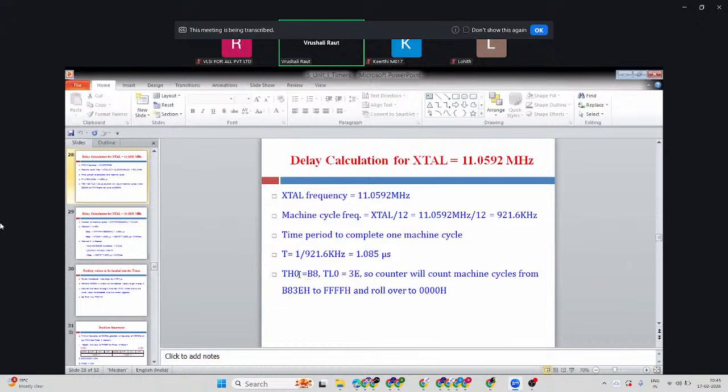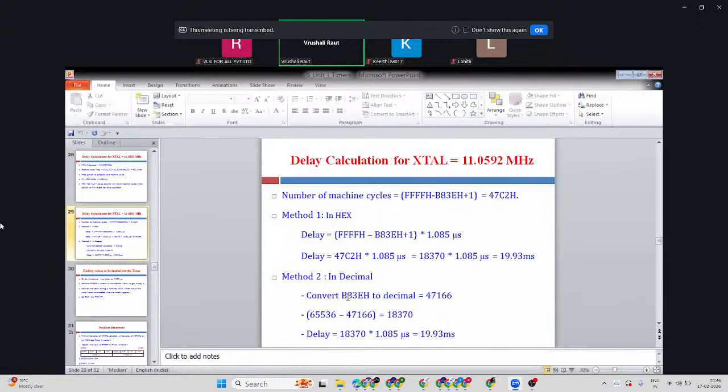After that, let my TH0 be B8 and TL0 be 3E. I got it by calculation. So if I am loading TH0 with B8 and TL0 with 3E, what will happen from this B8 3E? My timer will count up to FFFF and roll over, and in between, whatever the delay is, that will be given to me. Now we'll go for the calculation of that delay.